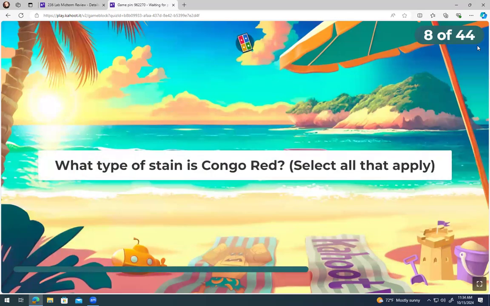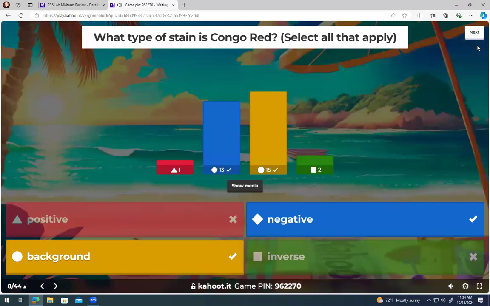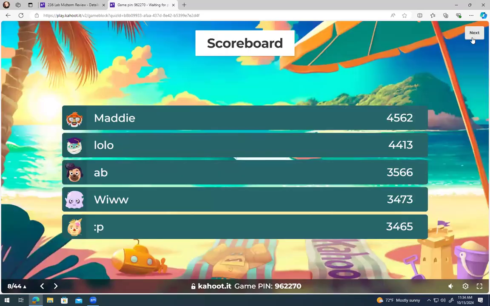What type of stain is Congo red? Pick all that apply. I gave one of them away. Okay, so it is a background stain, like we said, but it's also a negative stain. That negative charge of it is repelling the negative on the surface of the cells. And so that's what makes it stain the background instead of the cells. So they'll repel each other.